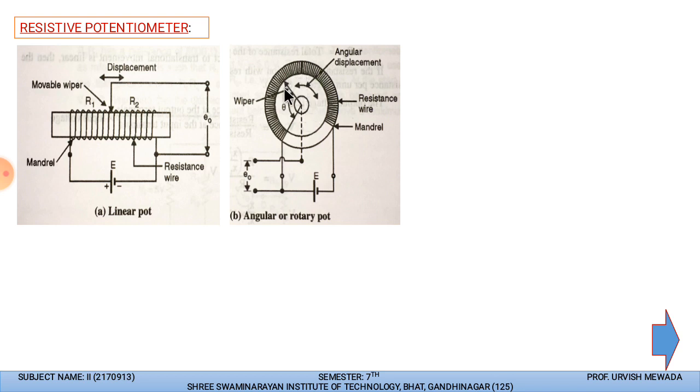The point at which the arm touches, the number of turns or the length of the conductor, offers the resistance. According to that resistance, the current passes through that wire, and so we can measure that movement in terms of electrical output using an angular or rotary pot.